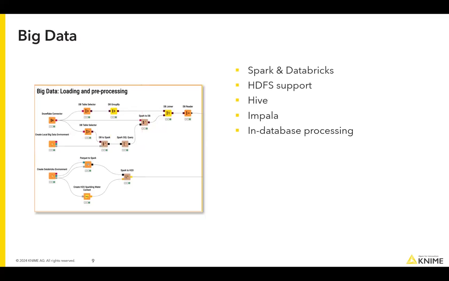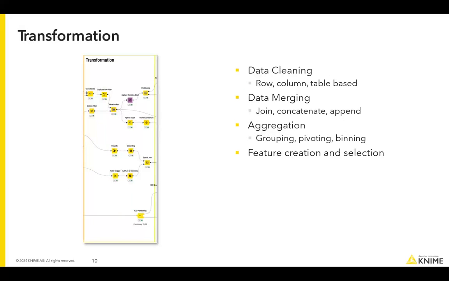And also you can process the data in Spark or within the database from KNIME, but at the same time using the resources of the database. So you can control the process in KNIME Analytics Platform, but you can use the resources of the database or Spark cluster. Then there is the set of nodes that can help you transform the data. So, for example, filter rows, clean the data, merge the data, aggregate the data, and so on and so forth.